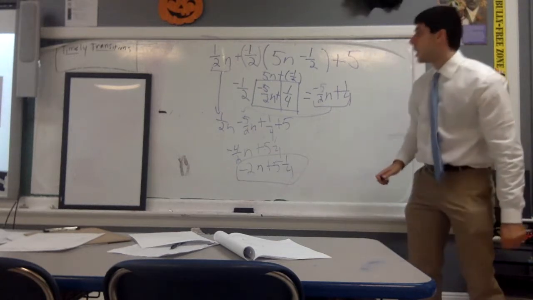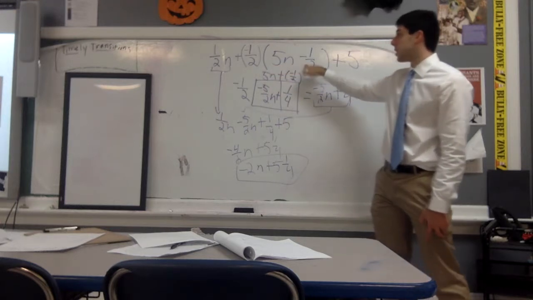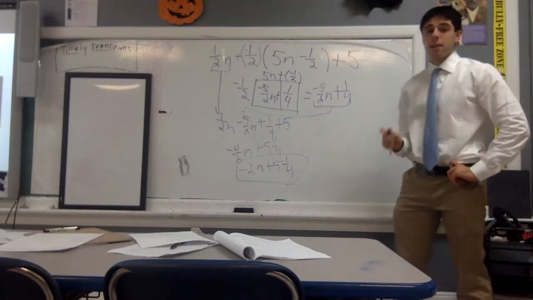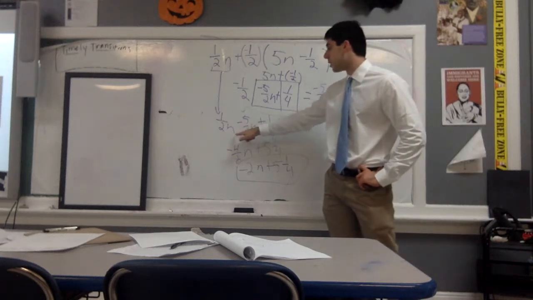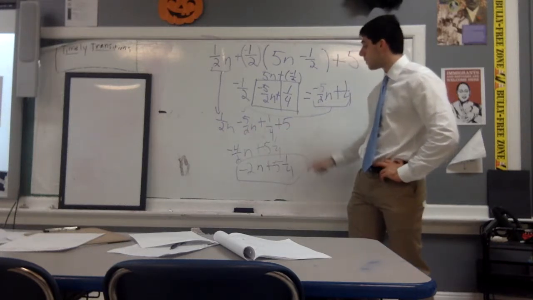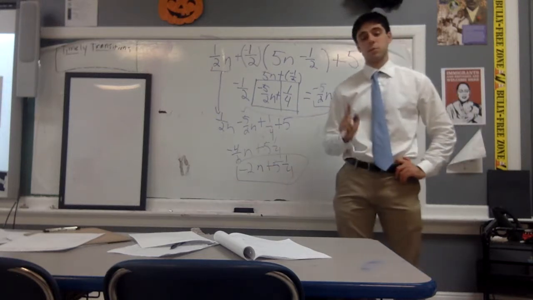5 and 1/4. And we found that by distributing our negative 1/2 to 5n minus 1/2, which gave us negative 5/2 n plus 1/4. And then from there, we combined all of our like terms. We got 1/2 n minus 5/2 n plus 1/4 plus 5 to get negative 2n plus 5 and 1/4. And that's how we solve question number 2 on our homework.